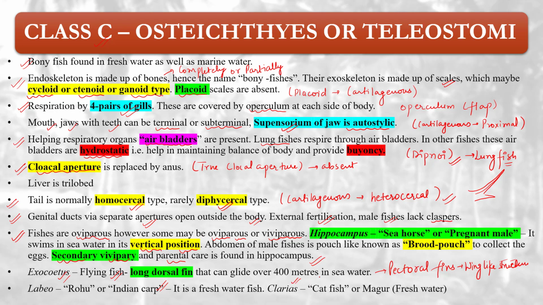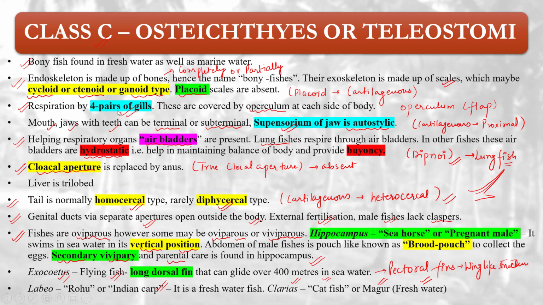Clarias. Clarias is the catfish. You have to remember that catfish don't have scales on the body. So Clarias, or magur, is a freshwater-living bony fish. So Labeo, meaning rohu or Indian carp, is a freshwater fish, and Clarias, a catfish or magur, is also a freshwater fish.